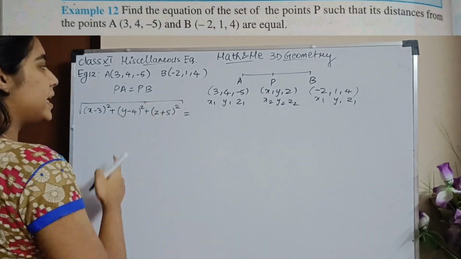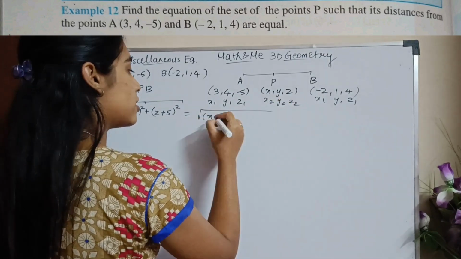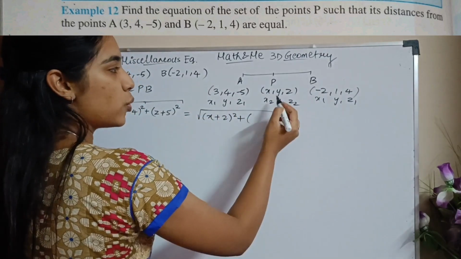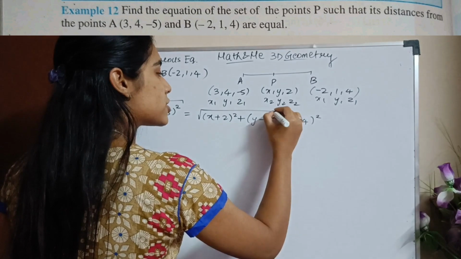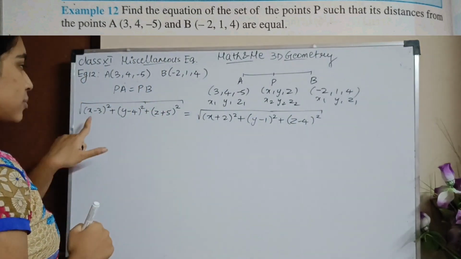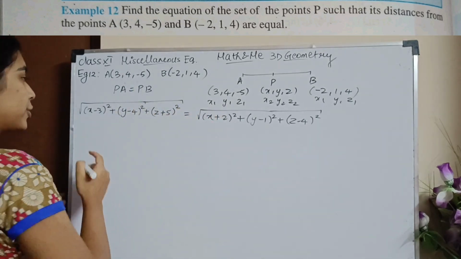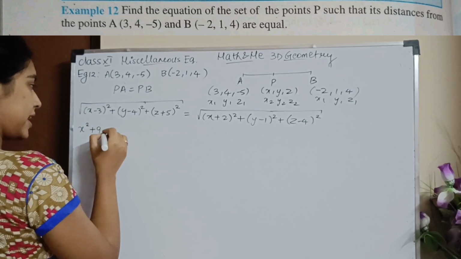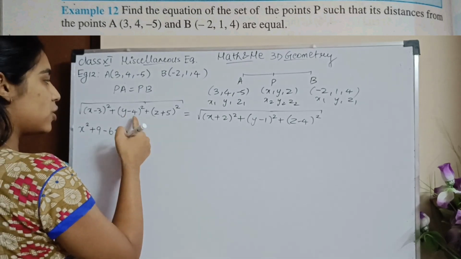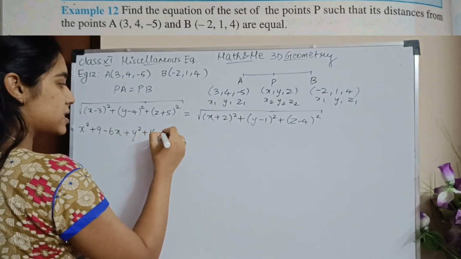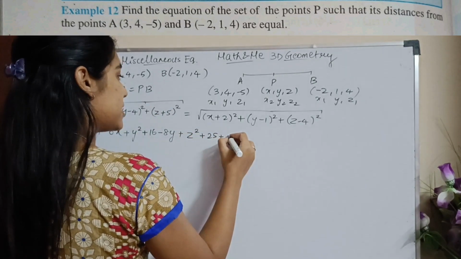So this is PA, and PA equals PB. What is my PB? x2 minus x1. So it will be square root of x minus of minus 2 which is x plus 2 the whole square, plus y coordinate y minus 1 the whole square, plus z minus 4 the whole square. So we have found the distance. So let me square it on both sides. I am going to open the brackets also. A minus b the whole square, a plus b the whole square. So squaring on both sides, the square root goes. Then I have x square plus 9 minus 6x. A minus b the whole square is a square plus b square minus 2ab. Plus here, a minus b the whole square, a square plus b square is 16 minus 8y plus z square plus 25 plus 5 2s are 10.